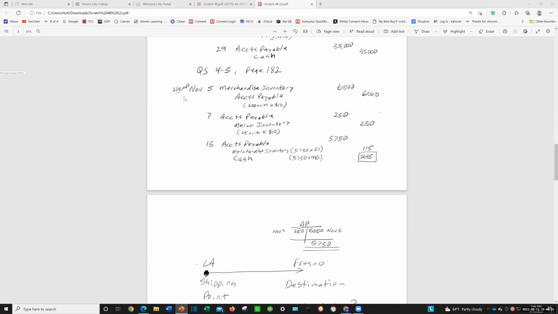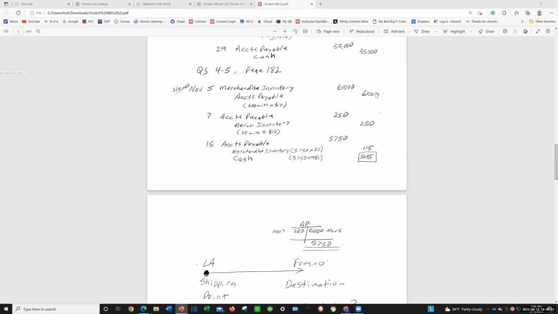November 5th, you purchase 600 units of a product at a cost of $10 per unit. Well, how much did you buy? 600 units at $10, that's $6,000. So we're buying merchandise inventory of $6,000. And the terms of sale are 2/10, n/60. When you see terms like 2/10, n/60, you know it's on account. So in this case, accounts payable.